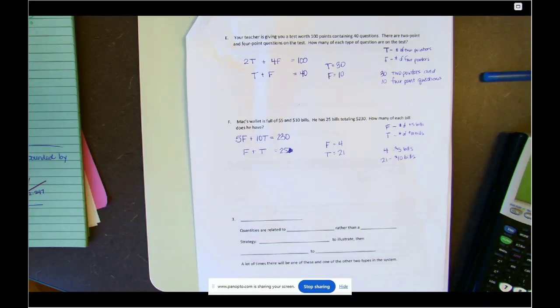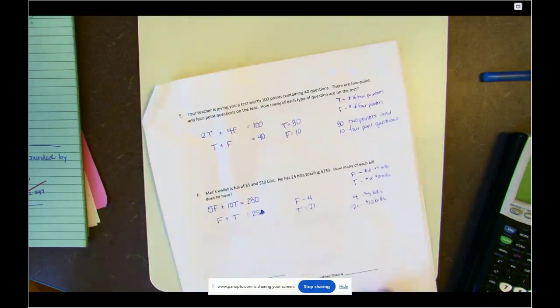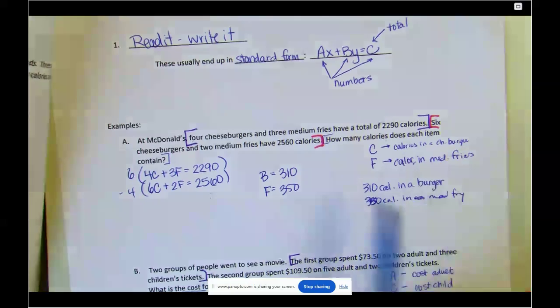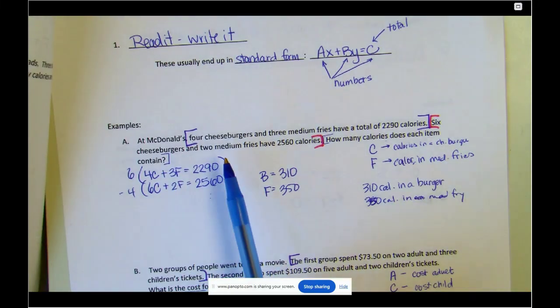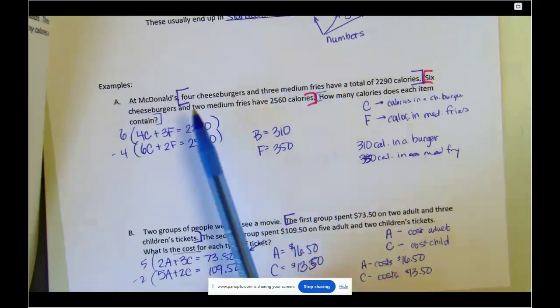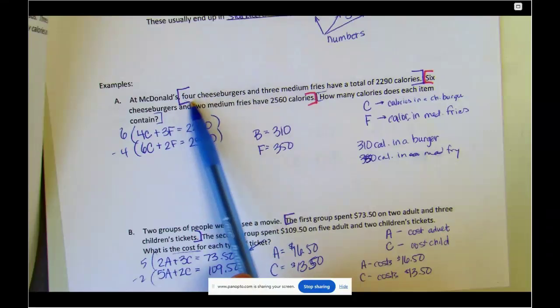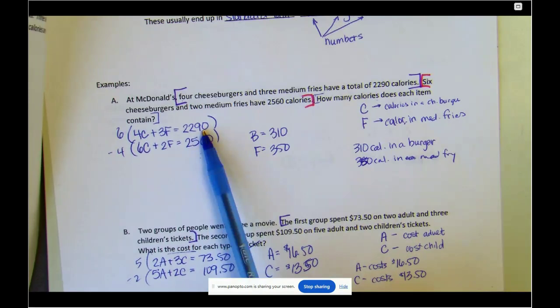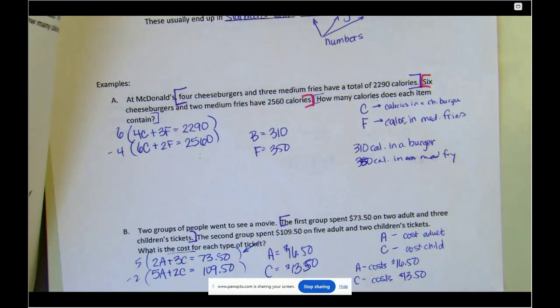Okay. So before break, we talked about writing equations, which is what we just did on our warm-up. That was a half of a fail on my part. But the read it, write it ones, where you literally read it, 4 cheeseburgers, 3 medium fries, 2,290 calories, and it just writes itself. Those are the ones that are easy to write.